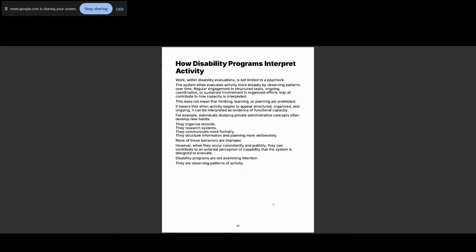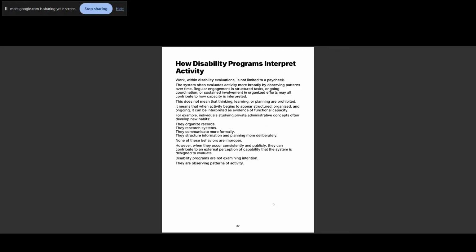How disability programs interpret activity. Work within disability evaluations is not limited to a paycheck. The system often evaluates activity more broadly by observing patterns over time. Regular engagement in structured tasks, ongoing coordination, or sustained involvement in organized efforts may all contribute to how capacity is interpreted. This does not mean that thinking, learning, or planning is prohibited. It means that when activity begins to appear structured, organized, and ongoing, it can be interpreted as evidence of functional capacity.